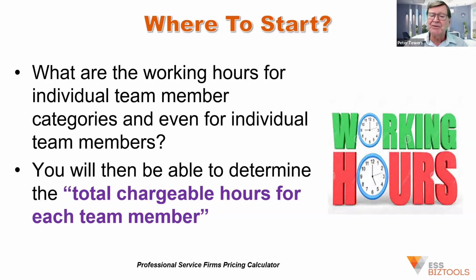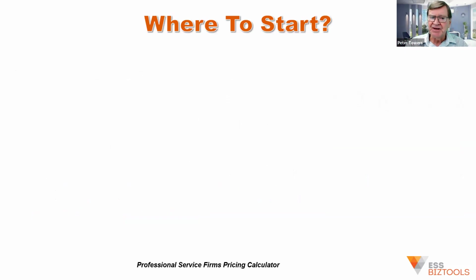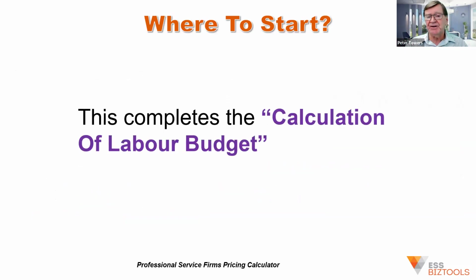And when it's added up, of course, you've got for the firm what the chargeable hours are, because that's what the firm's earning its income on. Total chargeable hours for the individual categories. So that completes the calculation of the labour budget. And what that's also going to tell you is what labour is going to cost in this firm.